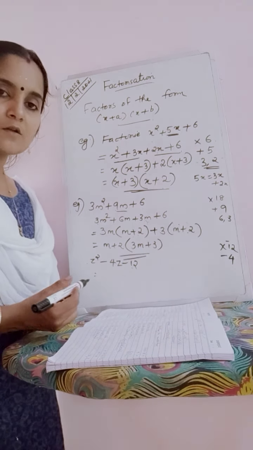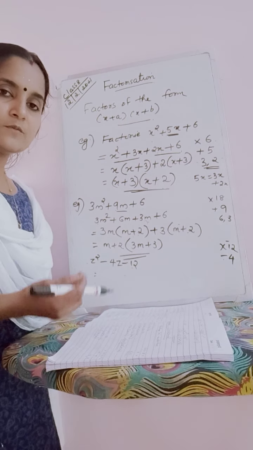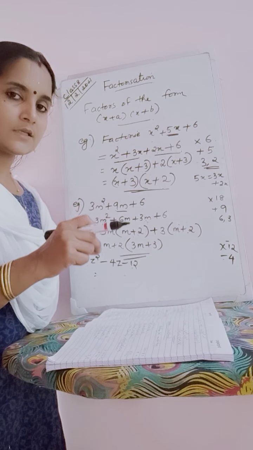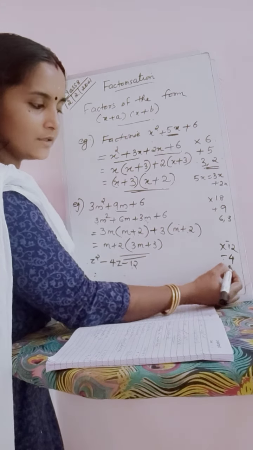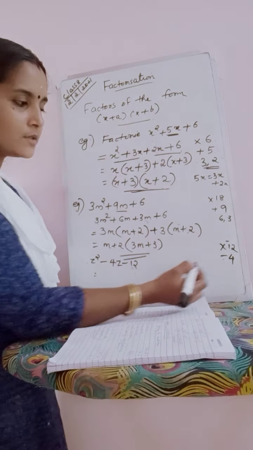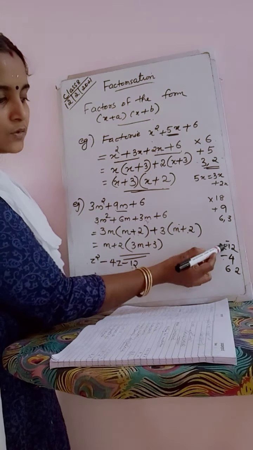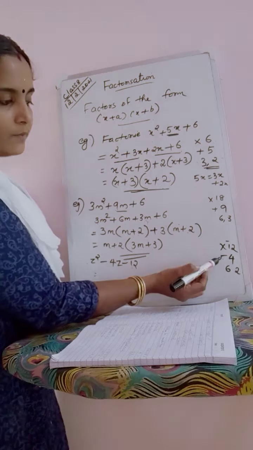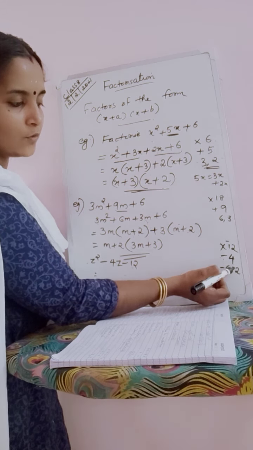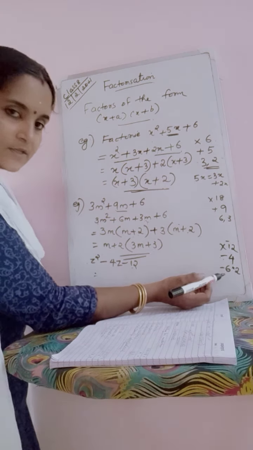The product is minus 12, which means one number should be negative. And the sum should be minus 4. Sum is negative means we need a positive number and a negative number. Take the difference and put the sign of the greatest number. So the highest number should be negative and the smallest one is positive. Can you say which are the two numbers? If you take 6 and 2, 6 into 2 gives 12, but one number should be negative. The sum should be negative, so the highest number should be negative: minus 6 and 2. Using these two numbers, we split the middle term.